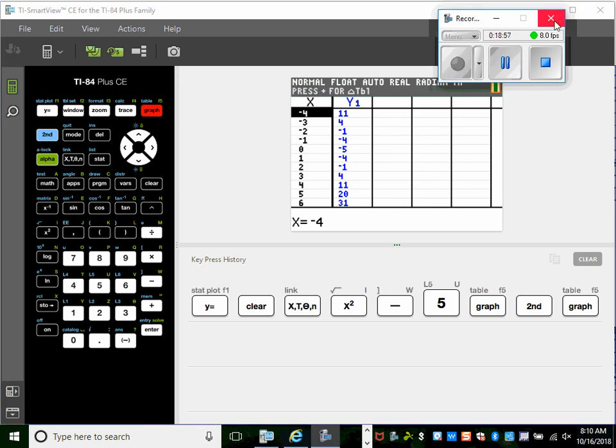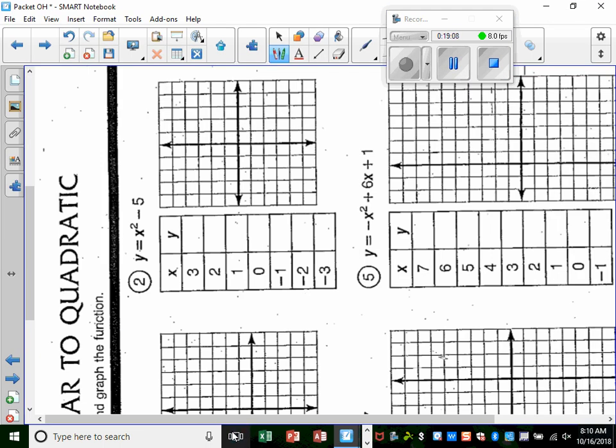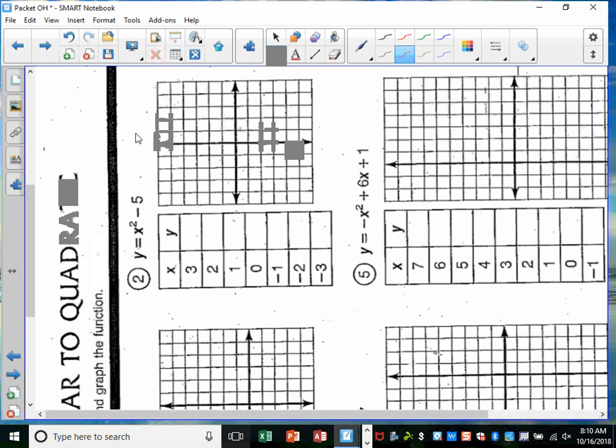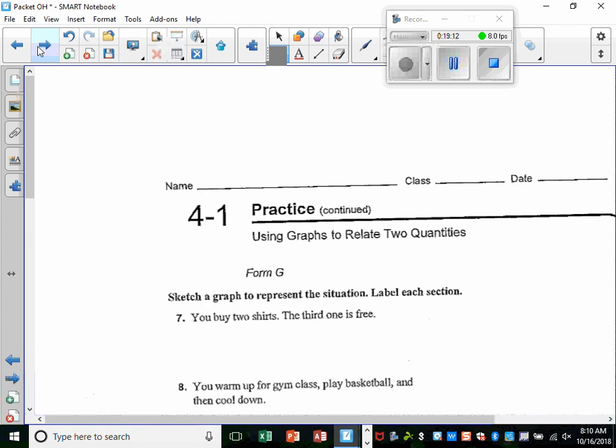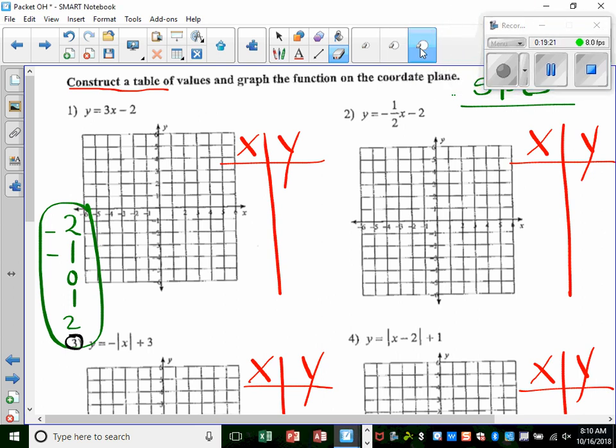Okay, I'm going to take you to a page that you're going to have to do for homework. So let's go to page, let me see what page it is. I'm not sure. Yeah, page 8, because I want you to see on page 8, guys, you don't have the nice tables already made for you. So they don't dictate what x values to use. So you're going to need to make your own little T table.